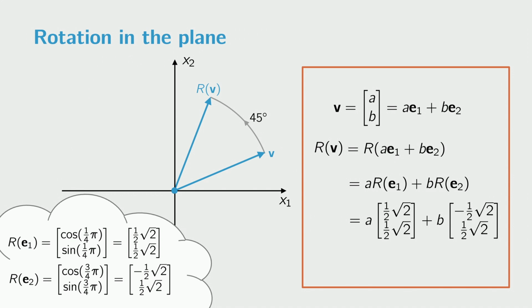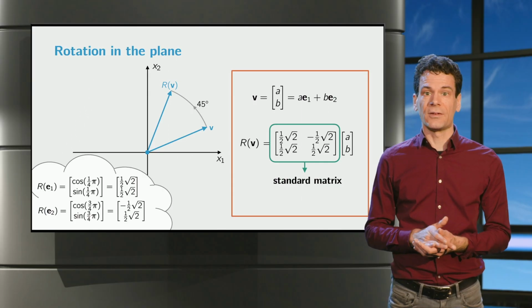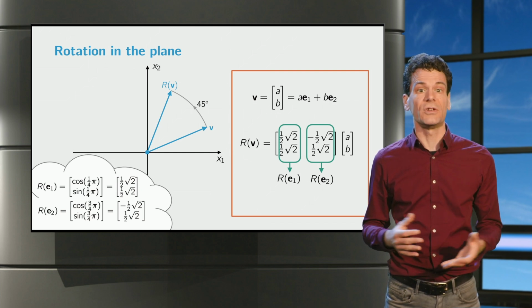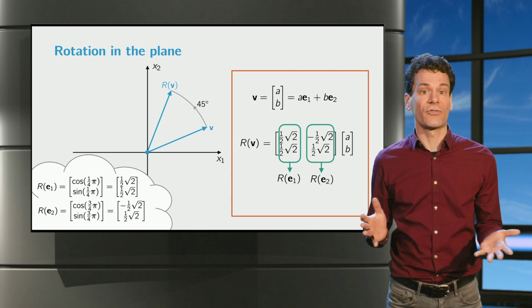of v. Since this is a linear combination of vectors with coefficients a and b, we can rewrite it as a matrix times the vector v. This matrix does not depend on v, so you see that the rotation is indeed a matrix transformation. And the matrix we found is the standard matrix. Note that the columns of the standard matrix are precisely obtained by applying the transformation to the standard unit vectors. This illustrates how to find the standard matrix of a linear transformation.